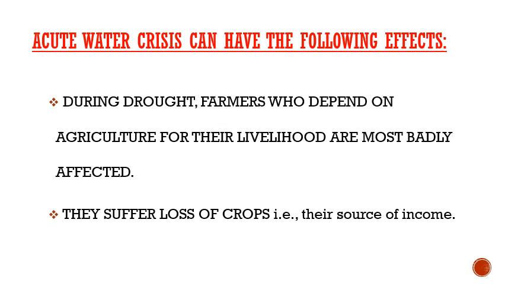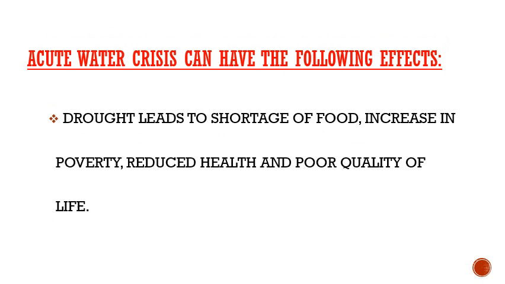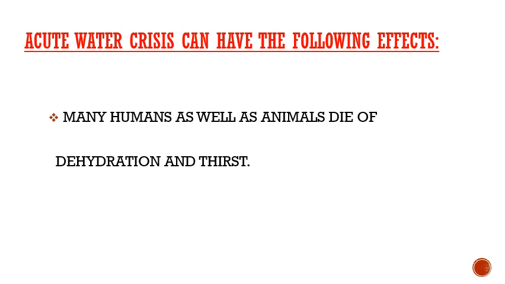And fifth one, during drought, farmers who depend on agriculture for their livelihood are most badly affected. They suffer loss of crops, that is, their source of income. Then sixth one, drought leads to shortage of food, increase in poverty, reduced health and poor quality of life. Many humans as well as animals die of dehydration and thirst.